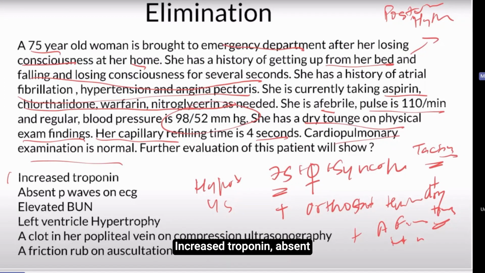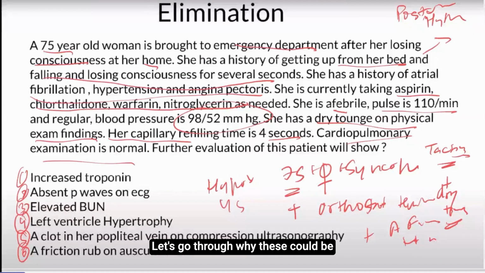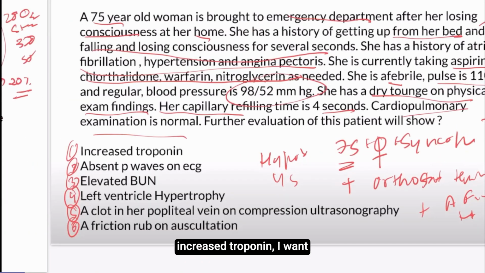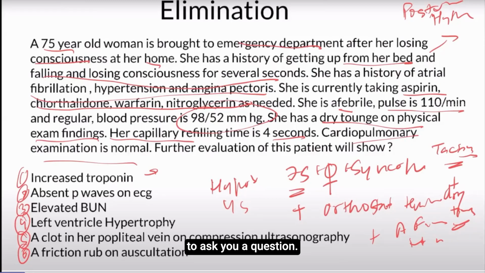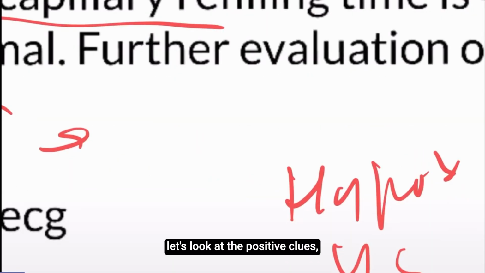Increased troponin, absent P waves, elevated BUN, 4 left ventricular hypertrophy, 5th is clot, 6 is friction rub on auscultation. Let's go through why these could be answers or could not be answers. So if you told yourself it's increased troponin, I want to ask you a question. If this is increased troponin, let's look at the positive clues.